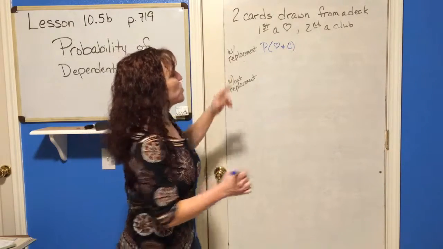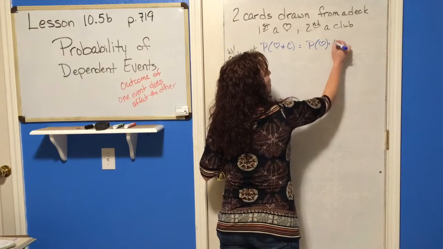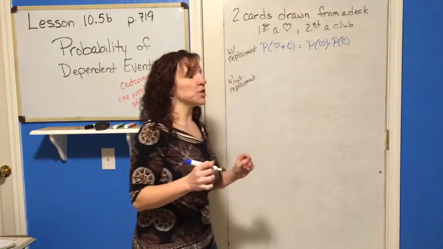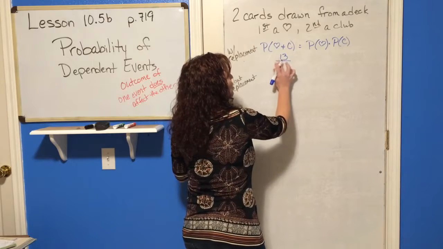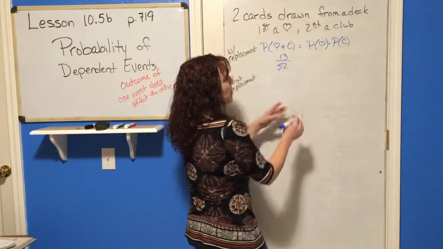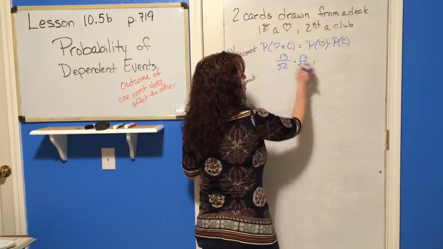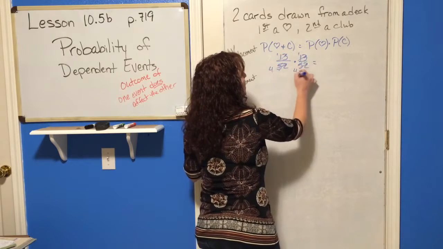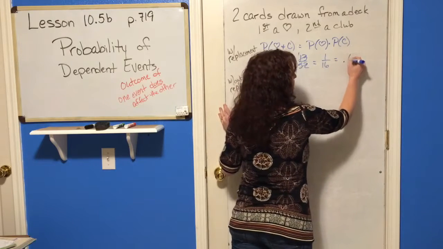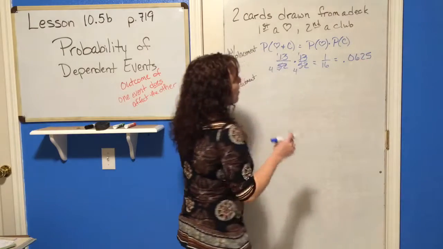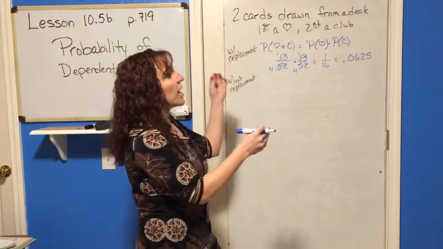with replacement. So that just means that I'm going to take the probability of drawing a heart times the probability of drawing a club, just like we did in the last section. The probability that you'll draw a heart, well, there's 13 hearts out of 52. And the probability that you draw a club, well, there's 13 clubs out of 52. So you can reduce that down and get 1 over 16. And you can divide it if you wish. 0.0625 is your probability that you will draw a heart, put the card back in and shuffle them, and then draw a club.